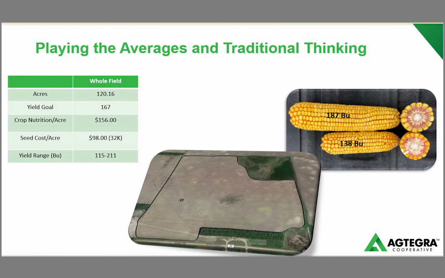When you look at numbers, so let's get into this. So this field, 120 acres, we shot for a 167 flat yield goal on that field. So flat rate, we spent $156 this year, current prices, 156 bucks on crop nutrition. That's P&K only, so probably could spend a lot more. Seed cost per acre, $98. That's shooting for 32,000 plants per acre. So your yield range, again, 115 to 211.